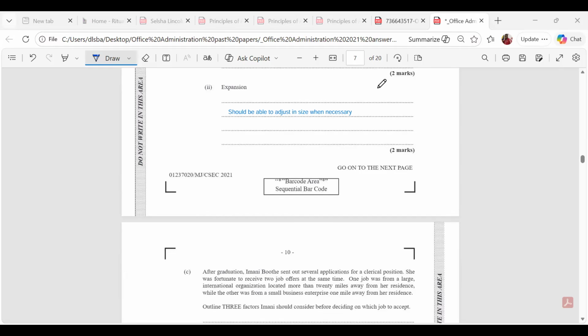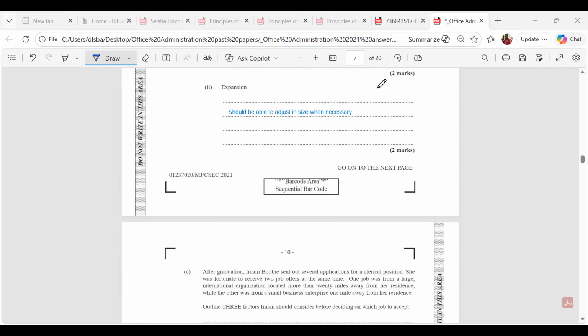Yes, okay. Location, definitely. As if out the bat. One of the biggest ones will be location, because one of them is 20 miles away and the other one is only 1 mile away. But what factor might make her consider going to the one that is 20 miles away? So, salary. The larger company would most likely be the better paying one.